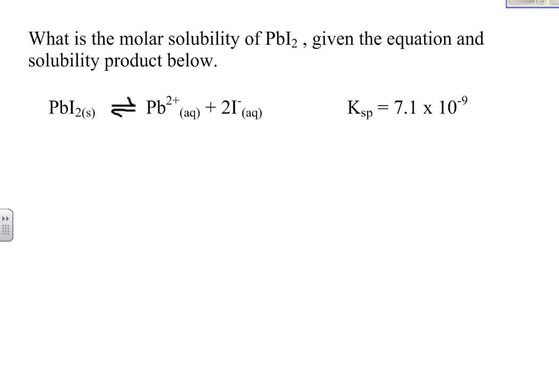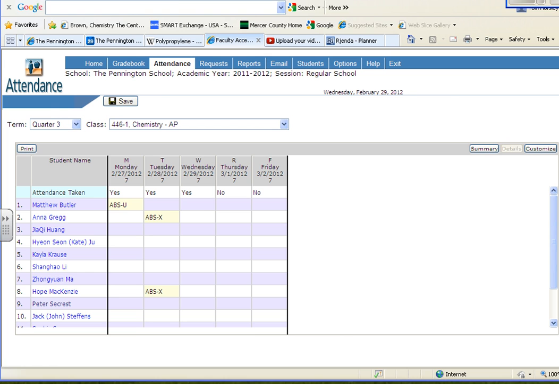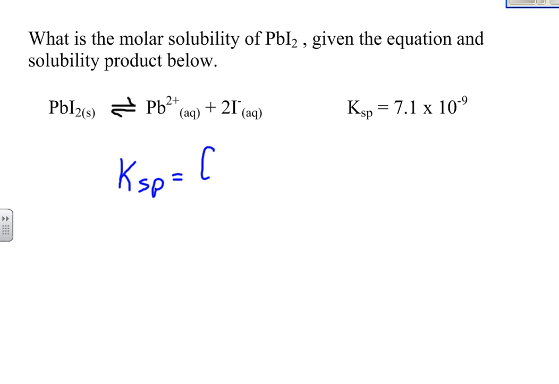Still the same expression. So the KSP will be equal to the concentration of the Pb2 plus times the concentration of the I minus squared. So again, we shouldn't have any problem writing that.